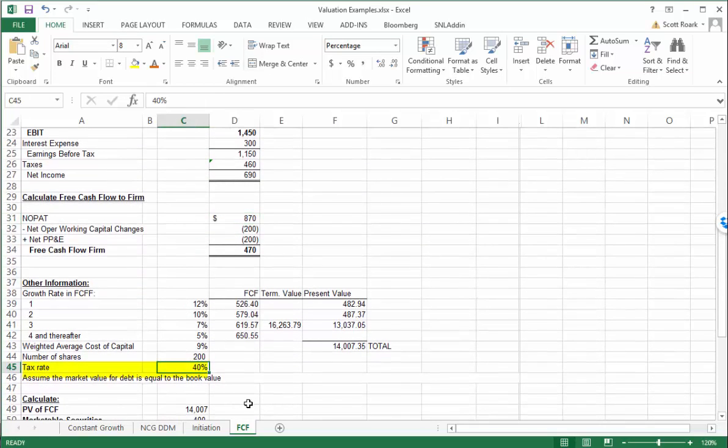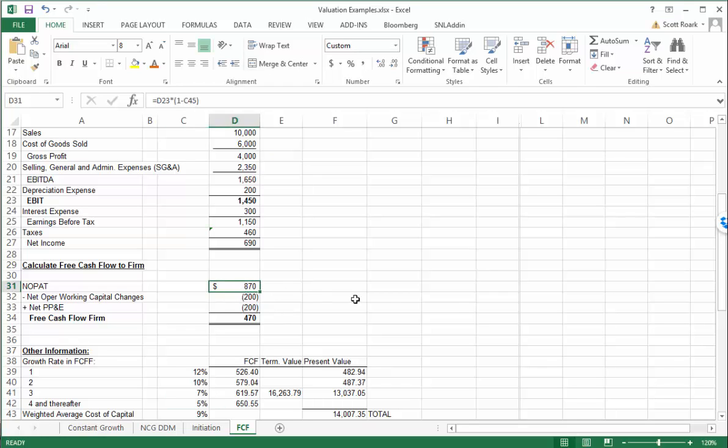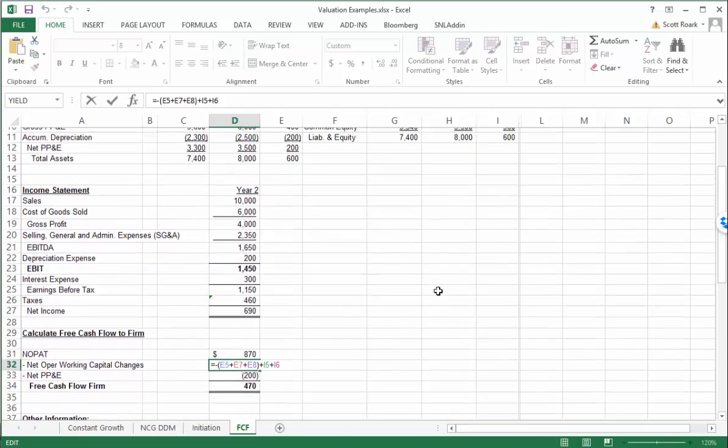You can see here the tax rate assumption is given. But if we multiply EBIT times 1 minus the tax rate, that's going to give us $870 of NOPAT. And from NOPAT, we want to subtract out the investment that the firm has made in working capital and net property, plant, and equipment. So the working capital changes, let's look up at the spreadsheet to see what's going on there.